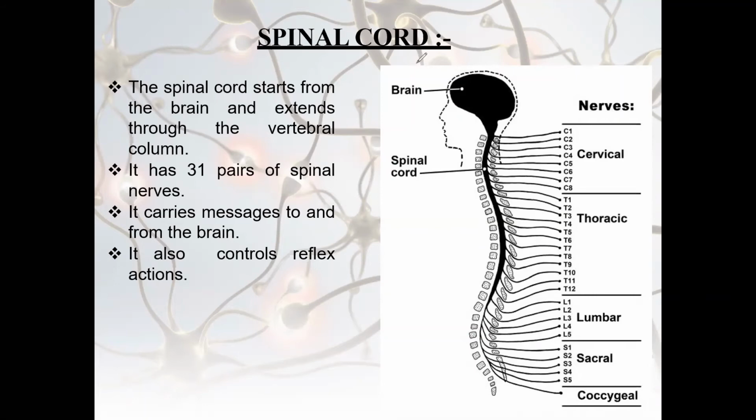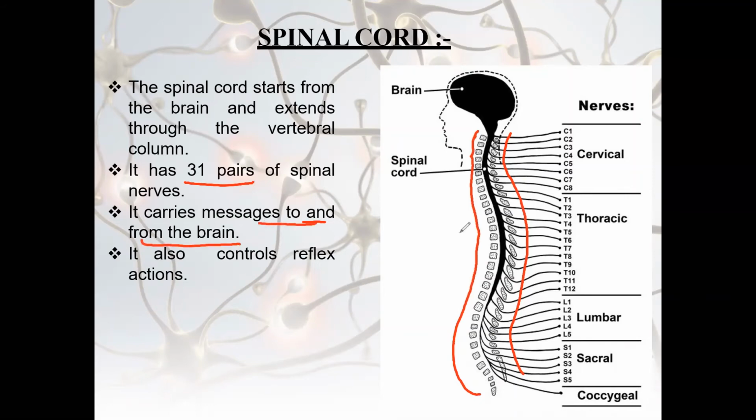Spinal cord starts from the brain and extends to the vertebral column. What is the vertebral column? The bones. As there was the cranium, there is this vertebral column in which the spinal cord is protected. It has 31 pairs, as we learned in part 1, that spinal nerves are total 31 pairs. It carries messages to and from the brain.